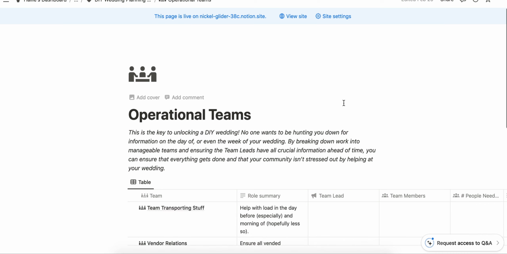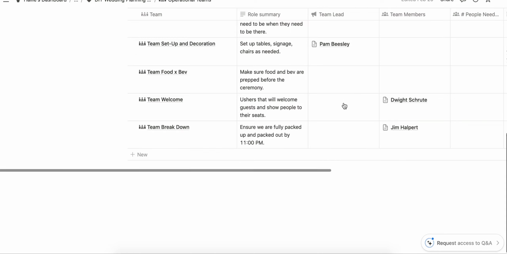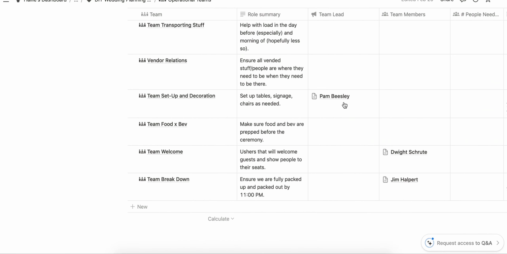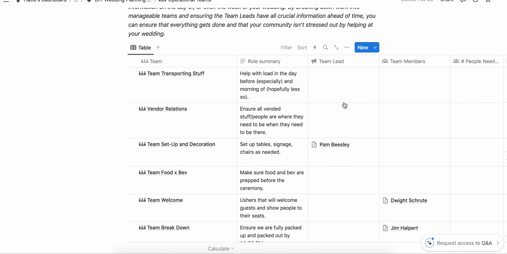So we created a database for our operational teams. We identified what are the key areas of work in which we actually need help, either day of or week of, where folks can really be a huge support for us. So these are some of the ones that we had. I actually had more, and we deleted some of them just for the template, so it was a little bit more streamlined for y'all to look at.